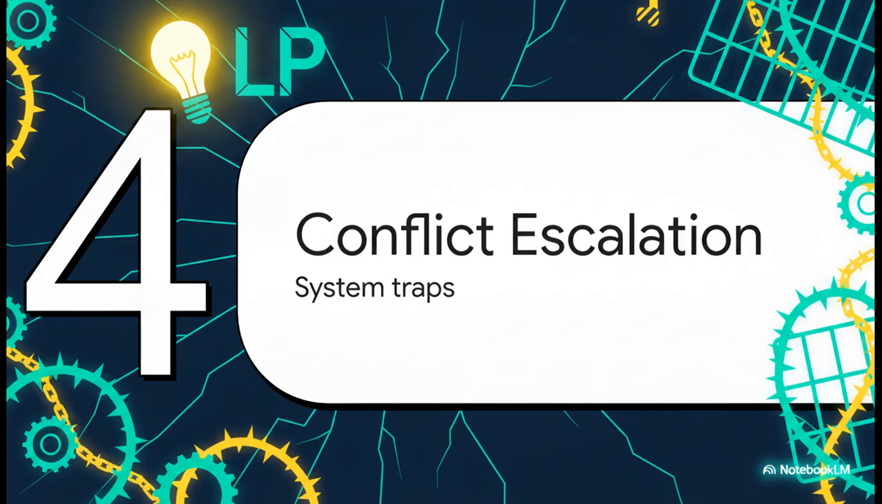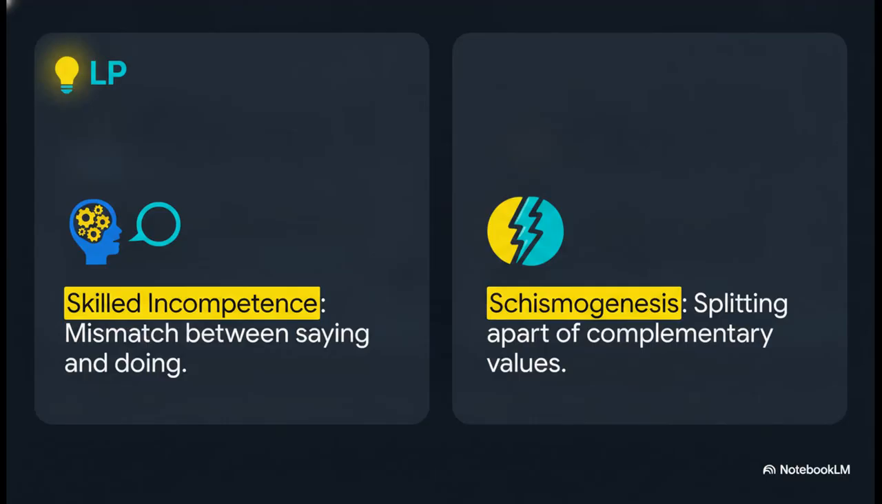This is what happens when those complementary values mutate into deeply destructive system traps. Let's define the specific pathological mechanisms at play in interpersonal dynamics. First, we have Argyris's concept of skilled incompetence. This is the bizarre mismatch between what people say and what they unconsciously do, driven by those unexamined preferences we just talked about. Second is Bateson's concept of schismogenesis.